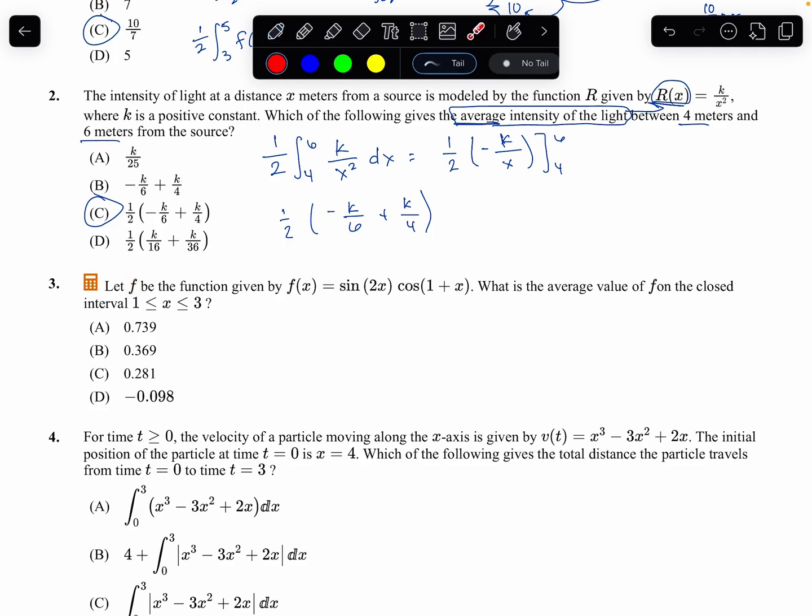Let f be the function given by this one here. What is the average value of f on the closed interval from 1 to 3? So that has an interval of 2, so 1/2 integral from 1 to 3 of sine of 2x times cosine of 1 plus x dx. This is a product. So that means our methods are limited as to how to evaluate this, but it is a calculator question, so why even bother trying to find an antiderivative of this product when I can just use a calculator?